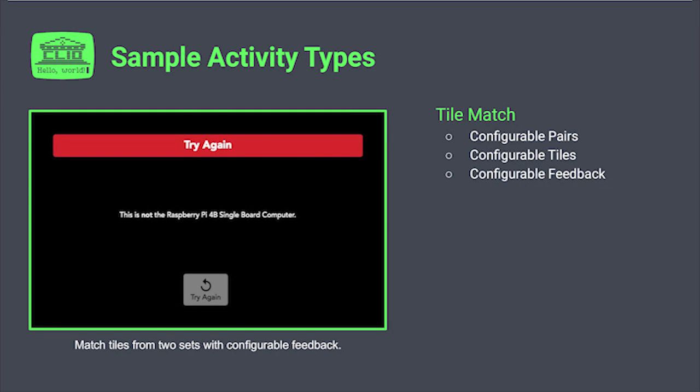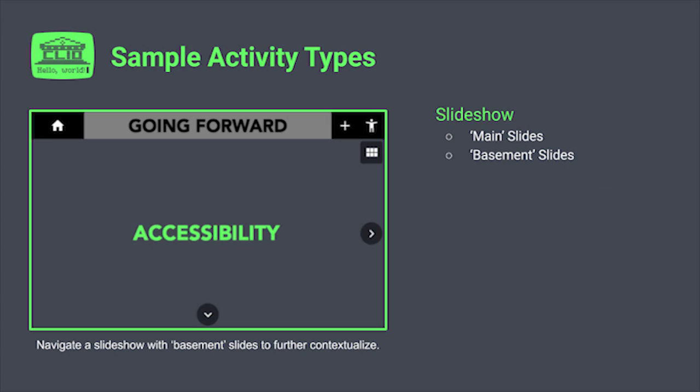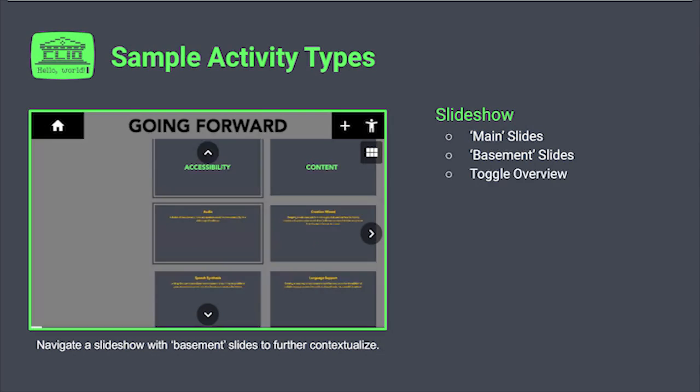We also have a slideshow activity we've designed with main slides and basement slides. So you have vertical and horizontal movement within the slideshow. You can keep adding basement slides to further contextualize whatever that main slide is you're trying to achieve. You also have the ability to toggle an overview of the entire slideshow.